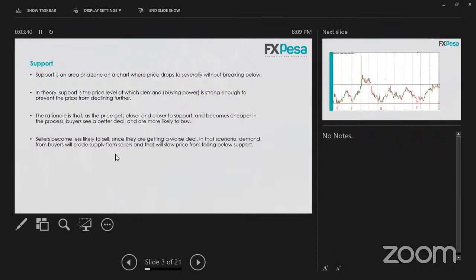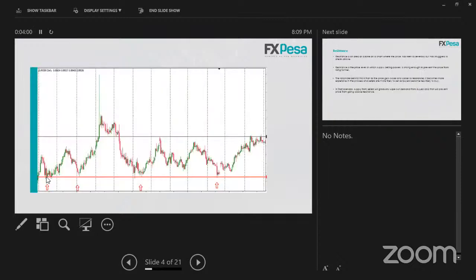Sellers become less likely to sell since they are getting a worse deal. In that scenario, demand from buyers will erode supply from sellers, and that will slow price from falling below support. So anytime the market comes here, it will be pushed up. The second time it was pushed up, so on that touch, you know that on an uptrend or on a sideways market, it will push upwards.